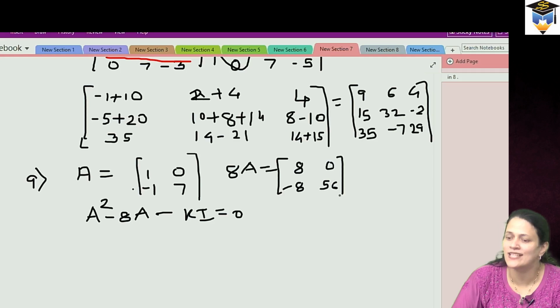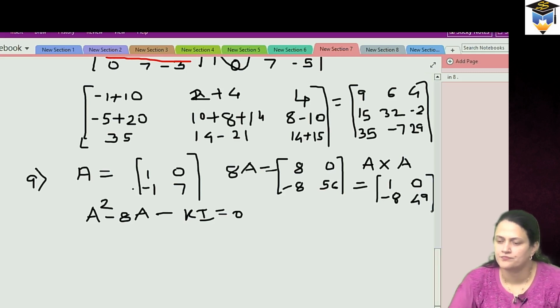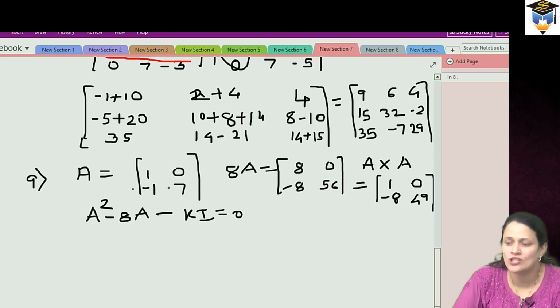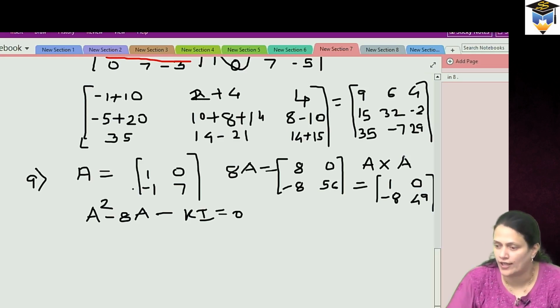Also find out what is A square. A into A. So what is your A square? 1, 0, minus 8 and 49. That is going to be your A square. A into A, so second column into first row. So minus 1 into 1 plus 7 into 1. That is minus 8. Minus 7. Okay. So this is my A square.